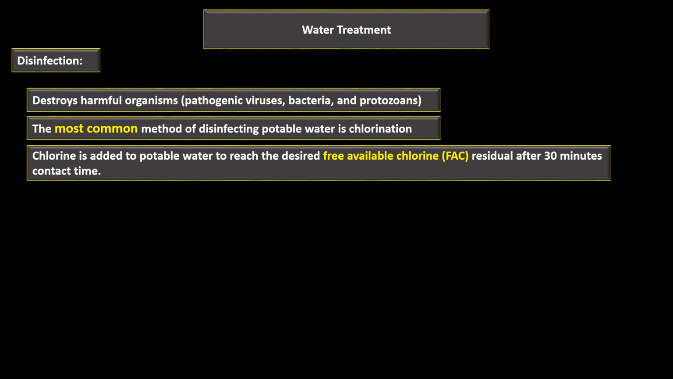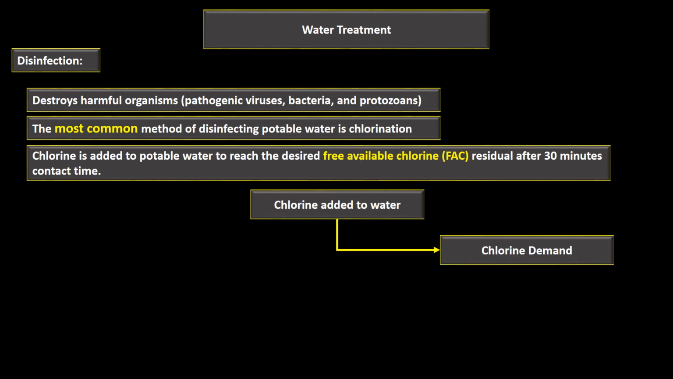All right, this is FAC, free available chlorine. So we add chlorine to water. Right off the get-go, that water is going to have a chlorine demand. It is just going to use up some of that chlorine. What's left is going to be called total chlorine.